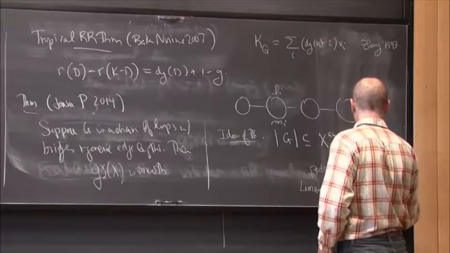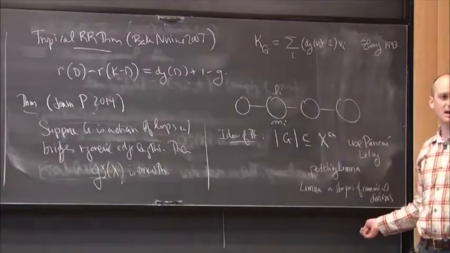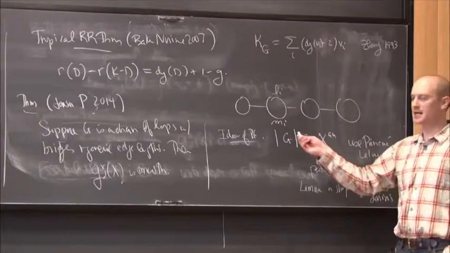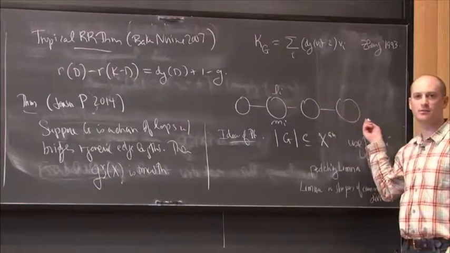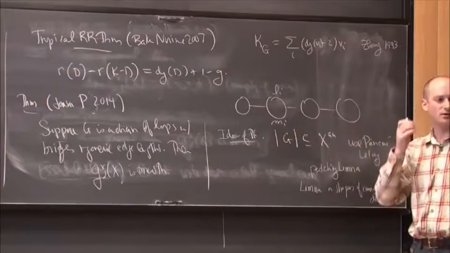So a canonical divisor has 2g minus 2 points. And what this lemma says very roughly is that it cannot have 1 point on every loop. So it has 2g minus 2 points. There's g loops, but there has to be one loop that's empty.